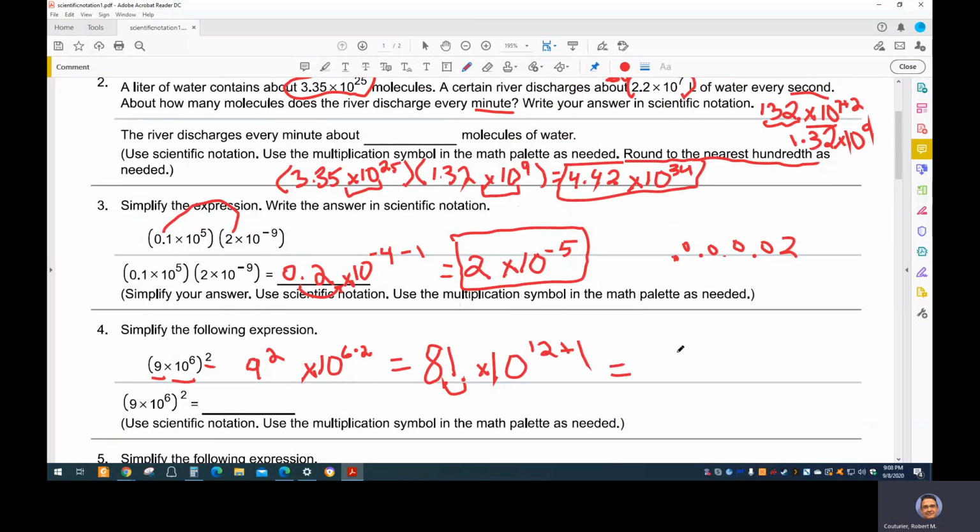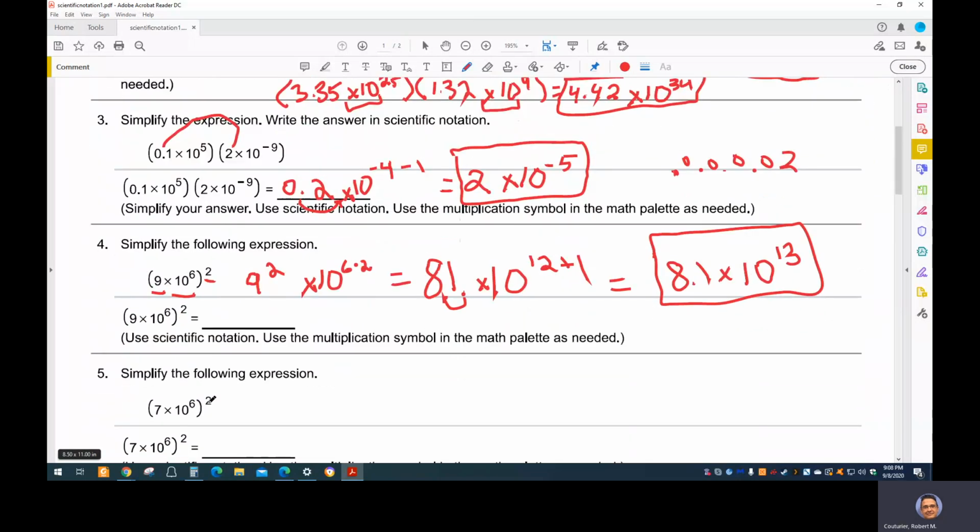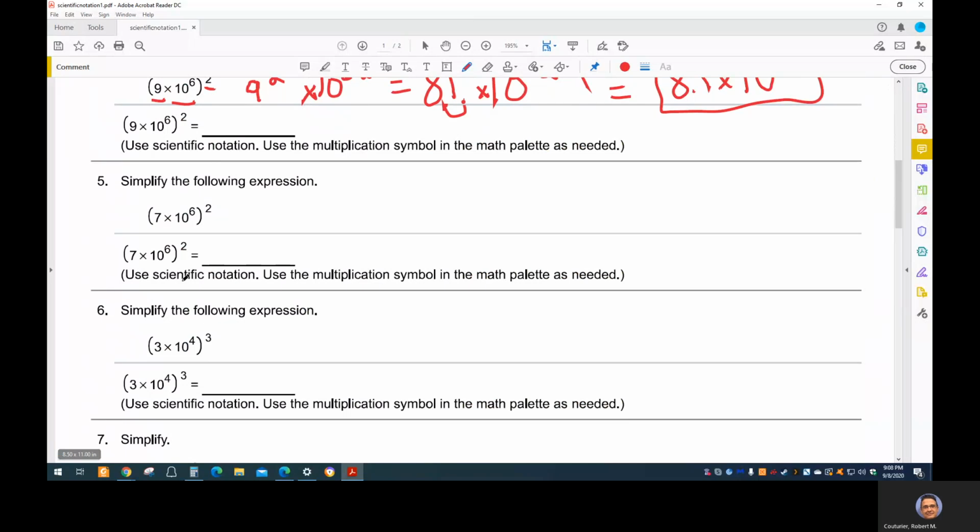So again, simplify. 8.1 times 10 to the 13th power. And that is the final answer for raising a power to a scientific notation. Again, we have another one here. So we're going to take, what, 7 raised to the power of 2, base 10, 6 times 2. Well, 7 times 7 is 49.